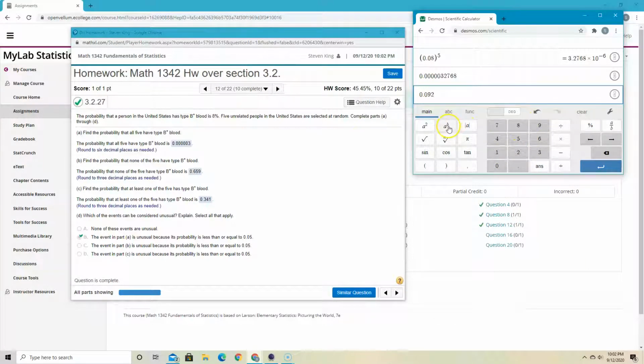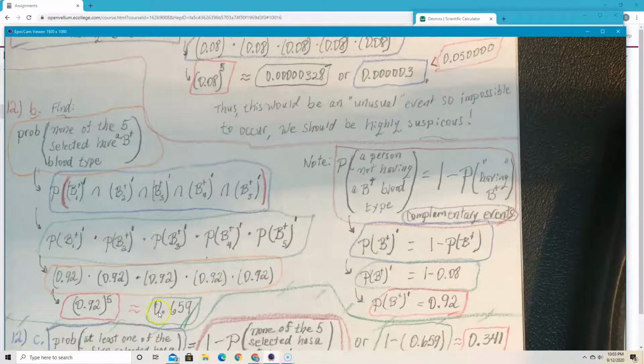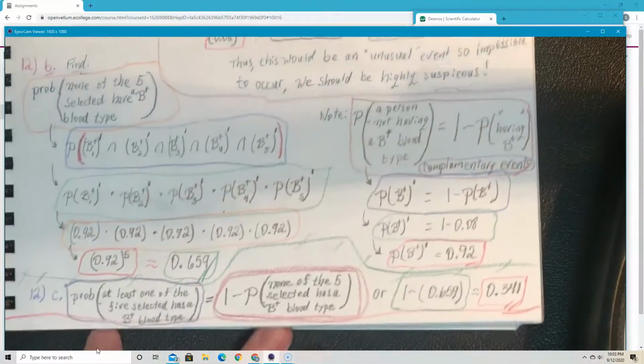And this is the exponent button, and then 5. And here we are. Oh, I typed something wrong here. 0.92. 0.659. Go one more digit, so you keep that a 9. 3 decimal places, 0.659.